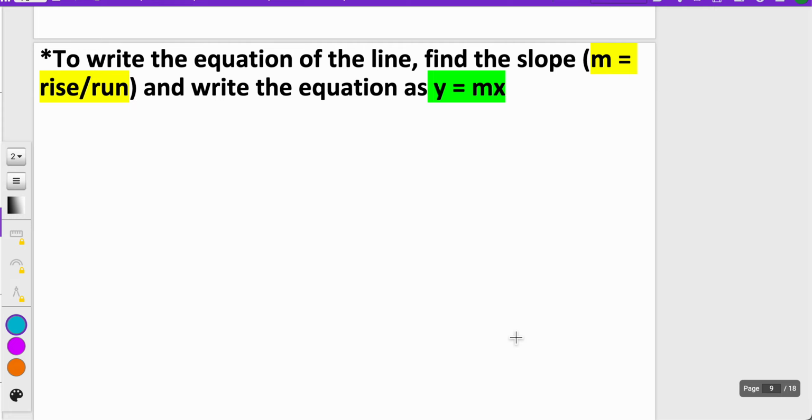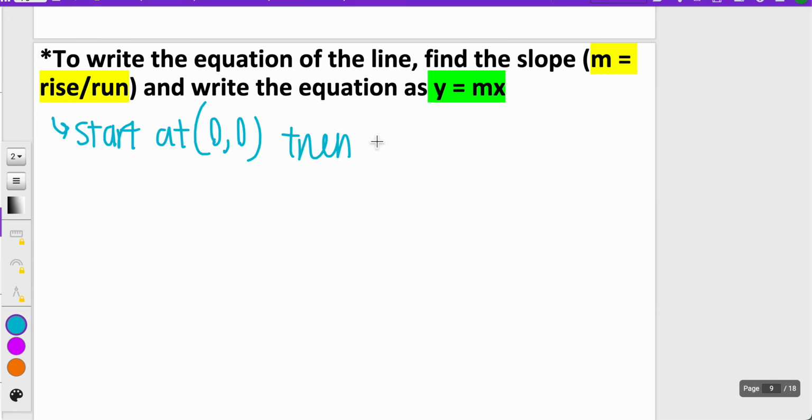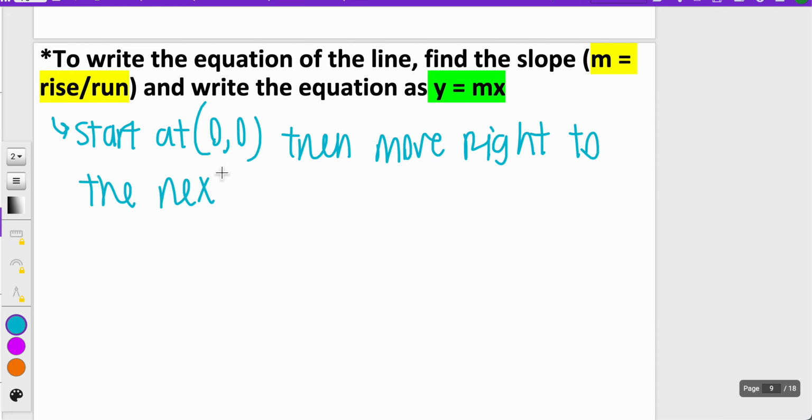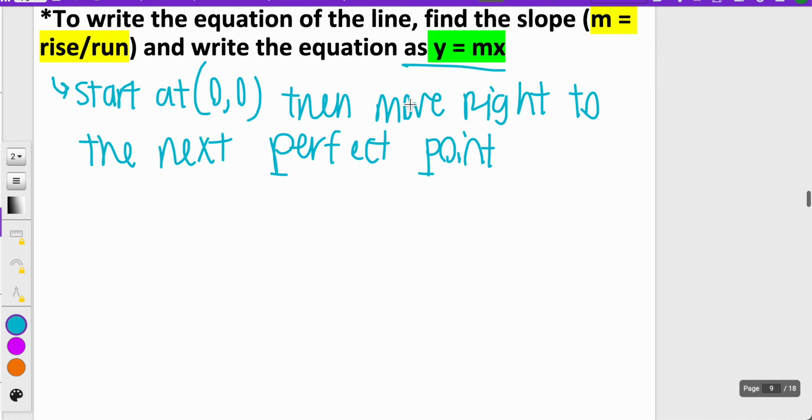So to write the equation of the line, we're going to find the slope first as rise over run. So what you can do is start at 0, 0. Then move right to the next, we're going to call it perfect point, okay? And we'll talk more about what that means in just a second. But once you do that, that is your slope, and then you can write it in the form of y is equal to mx, where m is your slope.